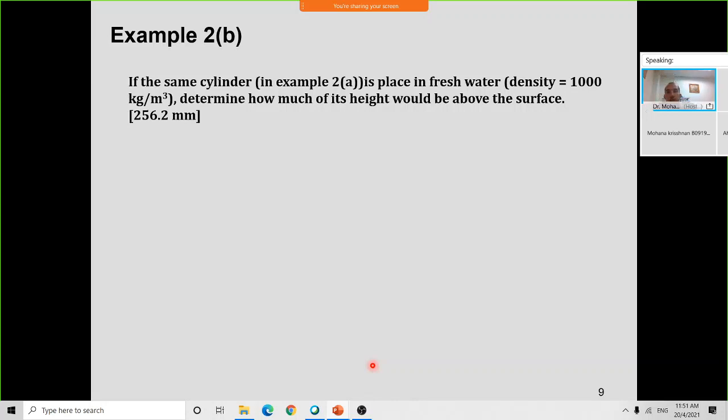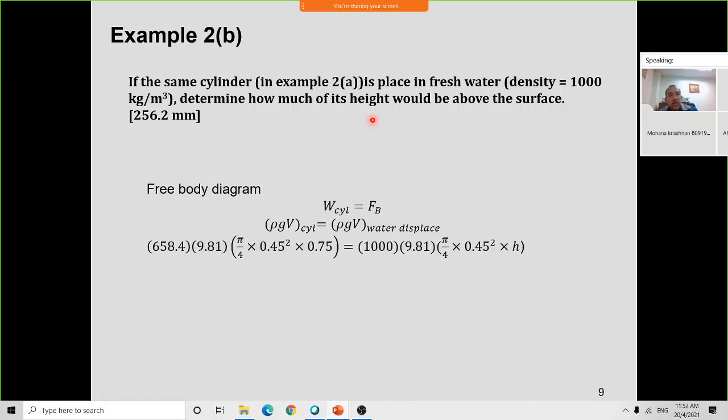Okay, we go to example 2b. Example 2b: if the same cylinder in example 2a is placed in fresh water, density 1000 kilograms per meter cubed, how much of it, h, will be above the water surface? Again the free body diagram: W cylinder equals F_B, but now you need to change the density of the water displaced to that of fresh water, 1000 kilograms per meter cubed. The one that you don't know is the h above the water surface. By calculating it, you get h equal to 0.49 meter.